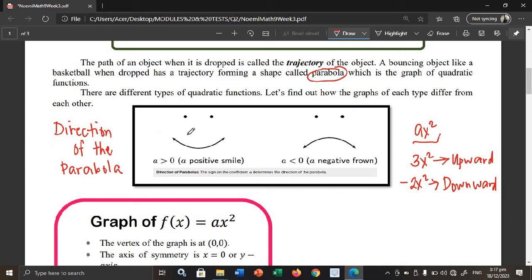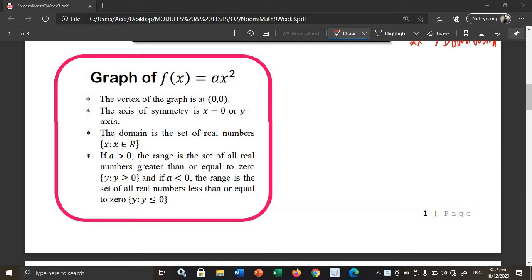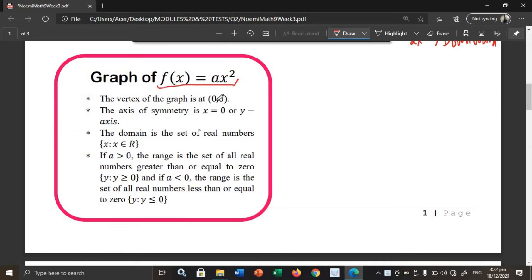Now, hindi lang siya nilagay dyan para ma-take up yung space niya, no? May purpose siya. So, it is actually the explanation for the direction or the opening of your parabola. Now, let's examine the first form of quadratic function that we will examine for this video. So, this is the first form of quadratic function. We have f of x is equal to ax squared. This is a type of quadratic function even though quadratic term lang yung given. Okay, this is still a type of quadratic function.